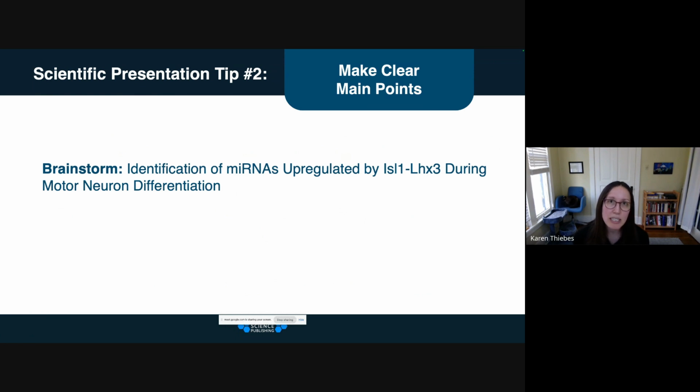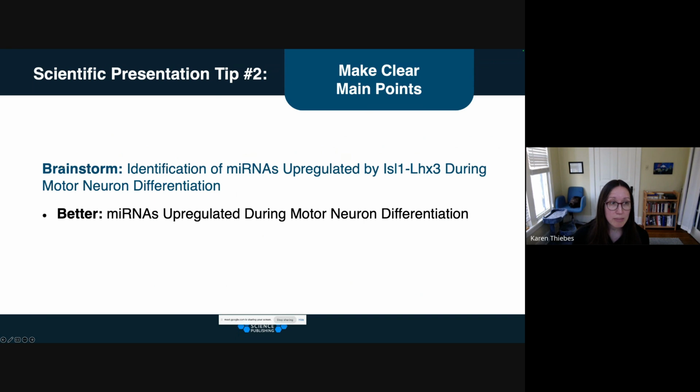And now I'm going to go through just another example, very similar, but it's nice, I think, to see some examples and to try this brainstorm technique for yourself. So here's another sentence coming directly from what goes into a manuscript for my scientific publication. The brainstorm is this long phrase: identification of microRNAs upregulated by islet 1, LHX 3, during motor neuron differentiation. Do the same exercise for yourself. Put your brainstorm, just whatever comes out of your head for the main point, and then try to make one better, right? Simplify it. MicroRNAs are upregulated during motor neuron differentiation.